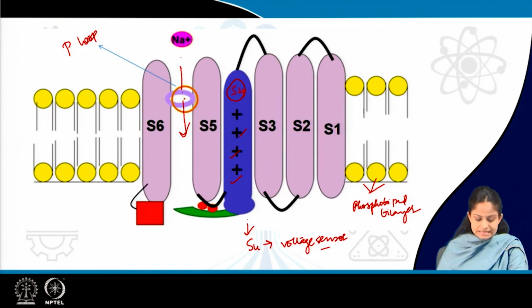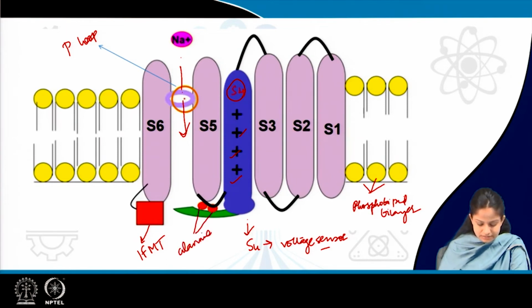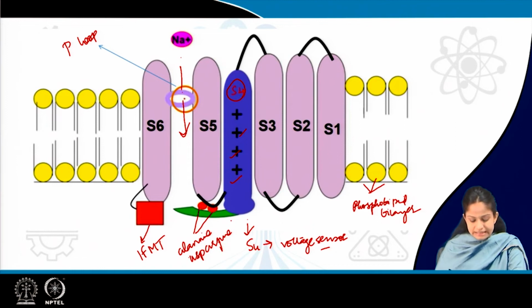Now, here we have a few things. These are the hydrophobic amino acids, usually termed the IFMT moiety, present in the S6, and we have a few other amino acids, here you can see alanine and asparagine, present in the other segments of the domain. So, we have two hydrophobic moieties, that is the IFMT moiety and the alanine and asparagine. Now, these amino acids have very peculiar characteristics. They try to attract each other and form a bond.